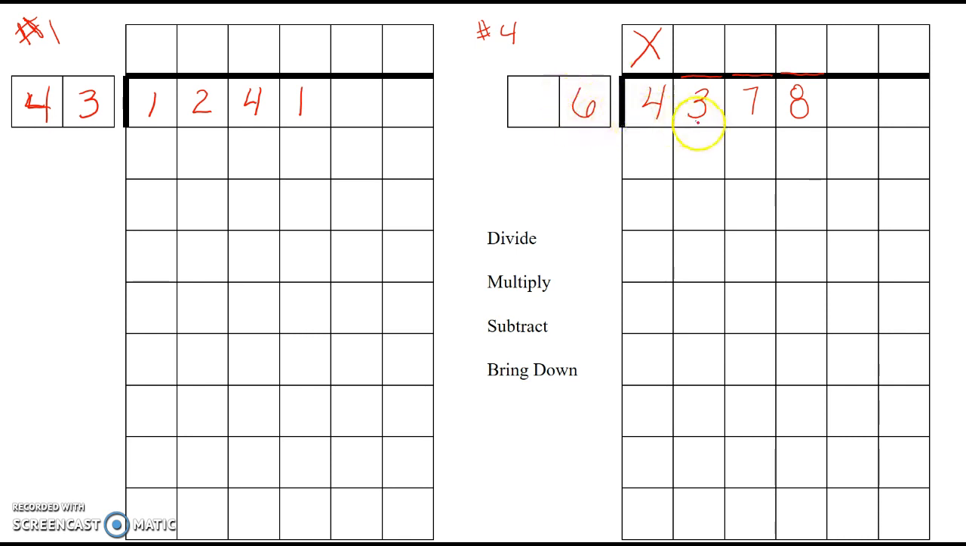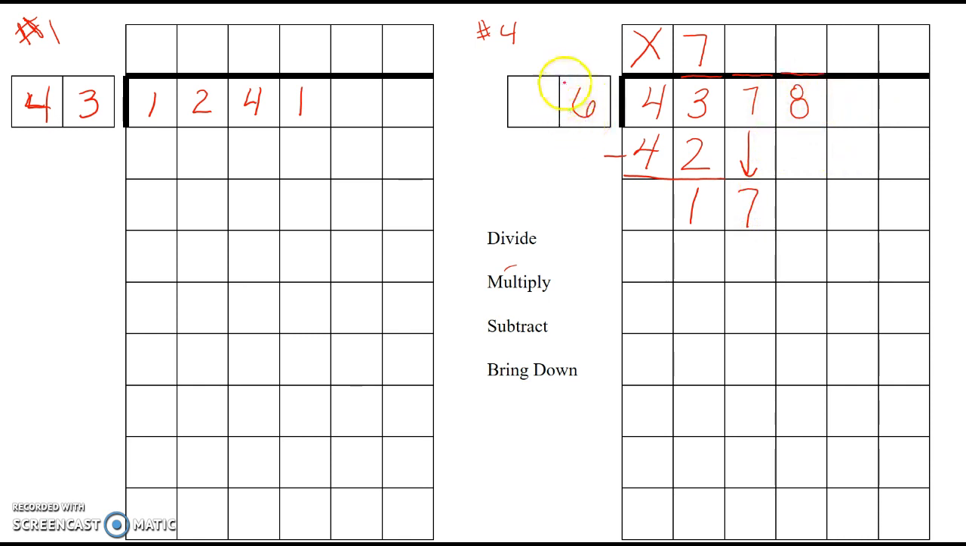6 can't go into 4, but it can go into 43. So how many times? Let's divide 43 by 6. Well, 6 can go into 43 7 times. That's my divide. Now I multiply 7 times 6. Step 2, multiply. 7 times 6 is 42. Step 3, I subtract 43 minus 42, which is 1. And my final step is to bring down. And I keep doing this until I run out of digits to bring down.